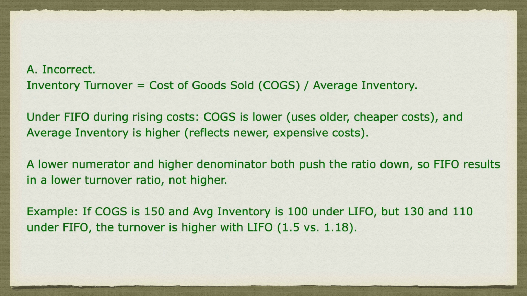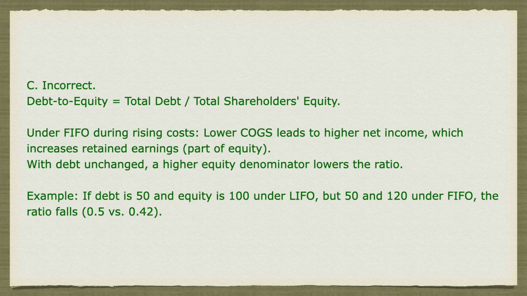A. Incorrect. FIFO results in a lower inventory turnover ratio than LIFO during rising costs due to lower COGS and higher average inventory. C. Incorrect. Debt to equity ratio decreases under FIFO during rising costs due to higher equity from lower COGS and higher net income.